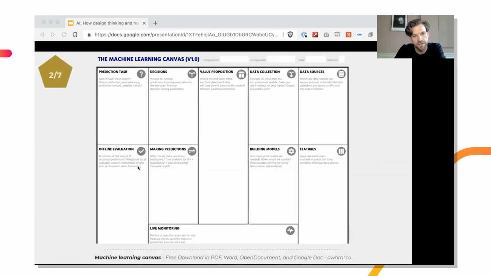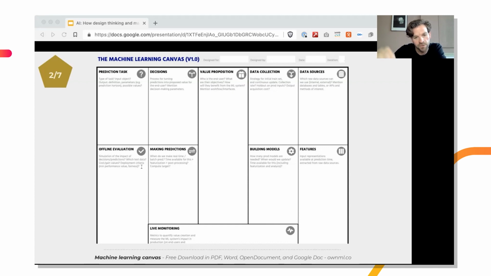Now, this is the machine learning canvas, and there are a lot of canvases out there: business model canvas, value proposition canvas. Well, this is a handy way to look at the different elements of your idea and to have a structured way of thinking and discussing, which is very visual. So the way to use it, you start in the middle with the user and the value proposition.